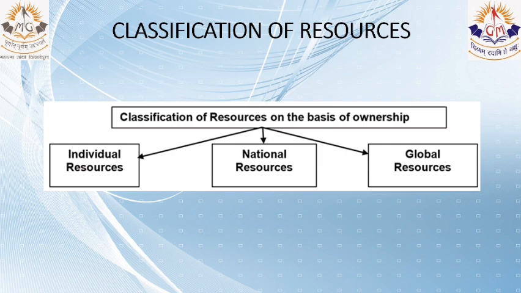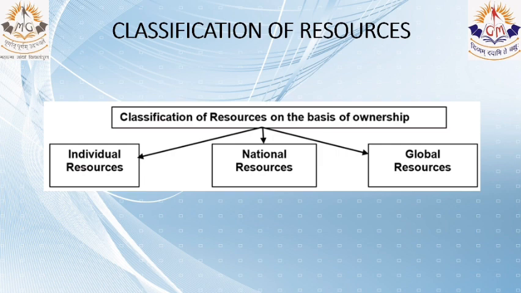First one, that resource may be belonging to an individual person, so that is an individual resource. For example, the land that I have belongs to me, then that is a resource which belongs to an individual, so it is an individual resource.